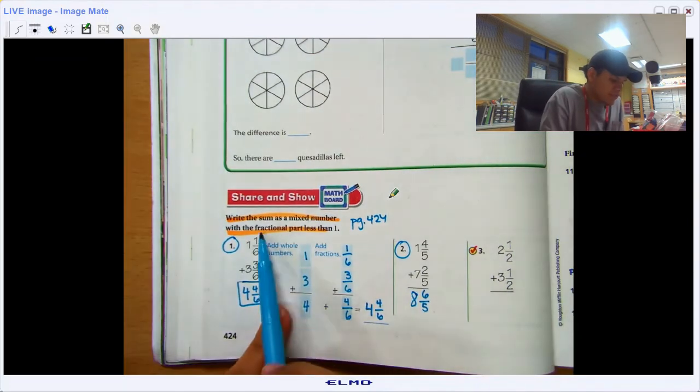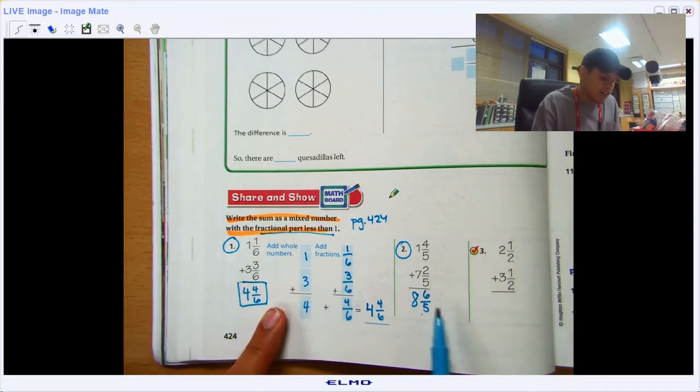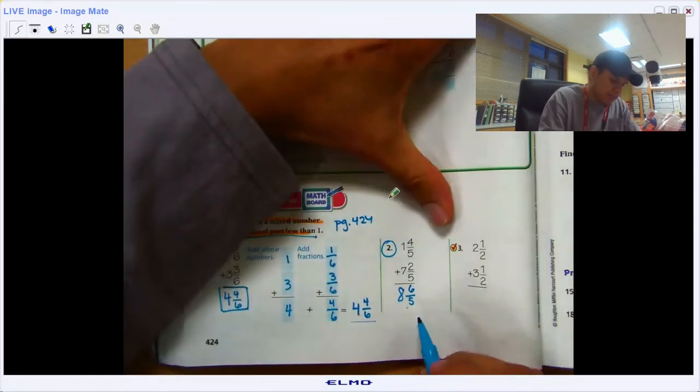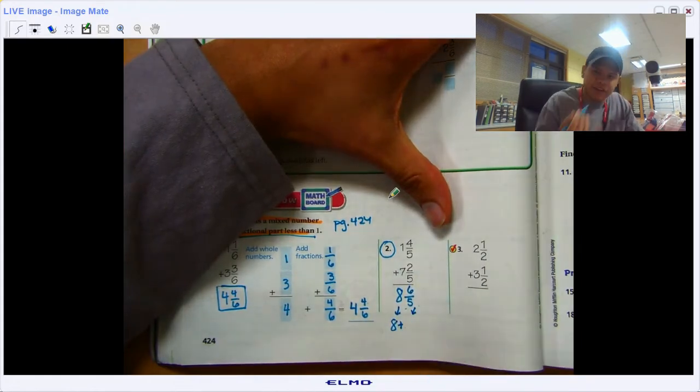Because we want to make sure that our fractional part is less than 1. This right here is an improper fraction. That numerator is greater than the denominator. It is not less than 1. So we need to split that up. We'll take this 8 and we'll add it into 6/5.